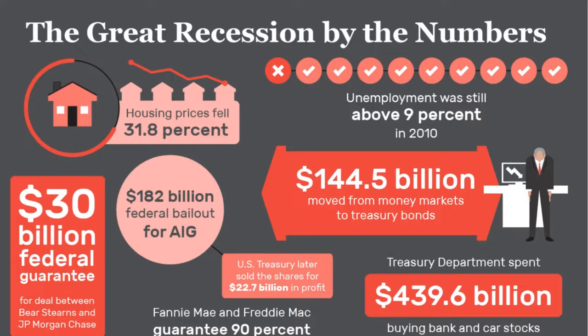This led to a ripple effect throughout the financial system, causing major banks and financial institutions to fail or require government bailouts. The recession resulted in widespread job losses, a sharp decline in consumer spending, and a significant drop in housing prices. Governments around the world implemented stimulus packages and monetary policies to stabilize their economies.